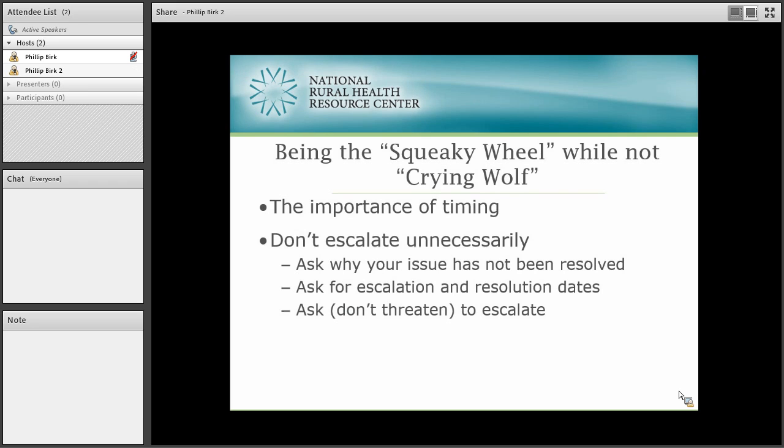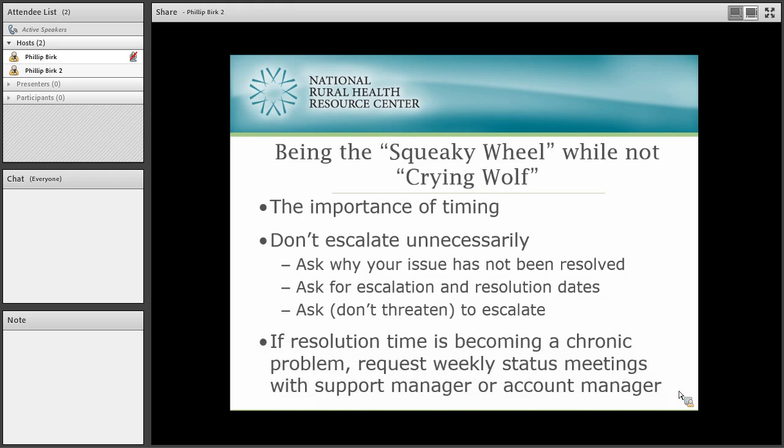Leverage is something that we want to talk about too. You have leverage when you have something the vendor wants. So if you have submitted your letter indicating you're not going to pay support fees until this problem is resolved per your contract, now you have money as leverage. Or maybe the vendor is trying to close some deals and they're looking for a recommendation. That can be a lot of leverage.